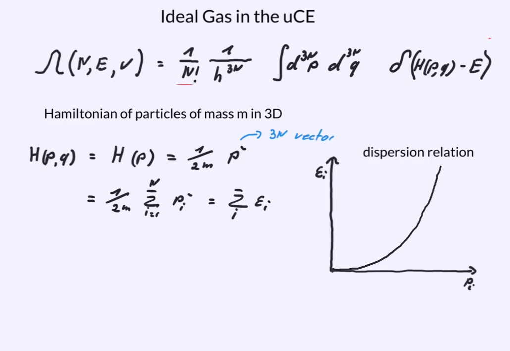The dispersion relation describes how the energy of a particle changes with momentum p_i. There are also other types of dispersion relations we know of. One would be, for example, a relativistic or massless particle like the photon, where the energy scales linearly with the momentum of the particle. Now the Hamiltonian that we just found, we need to insert into the partition equation where it appears in the delta function.